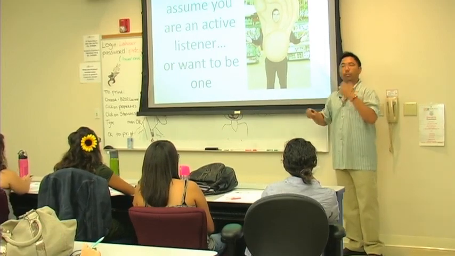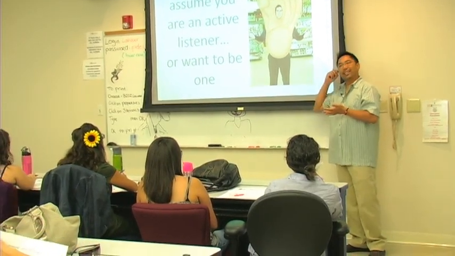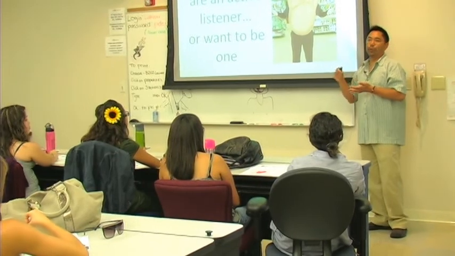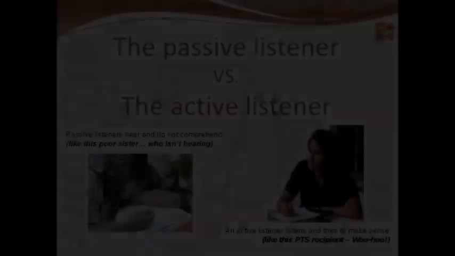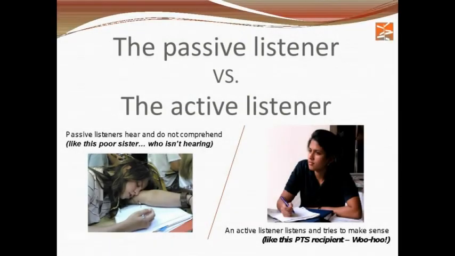Okay, we're going to talk a little bit about some of the ways that you can listen for the things that are important to take notes on and let some of the other things pass through that filter. Okay? So here it is, the passive and the active listener. The passive listeners hear and do not comprehend, like this poor sister who isn't really hearing at all. Or the active listener, who tries to make sense.